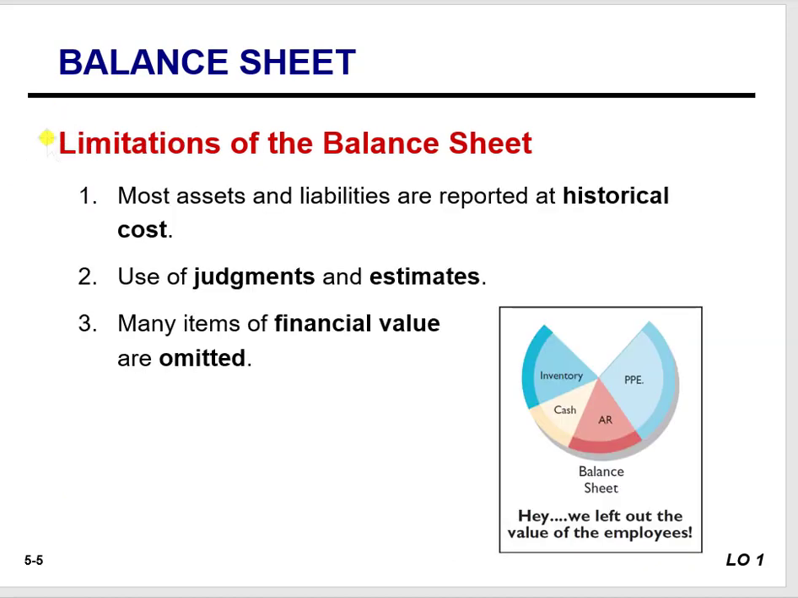The limitations of the balance sheet. Most assets and liabilities are reported at historical costs. The use of judgment and estimates, and many items of financial value are omitted. For example, historical costs of assets: sometimes the value has changed due to the market, but it's not reflected. Also, use of judgment and estimates can vary depending on which ones you're using. And omitted financial value, for example, the text refers to the expertise of your staff. There's no way to actually capture that as a value.